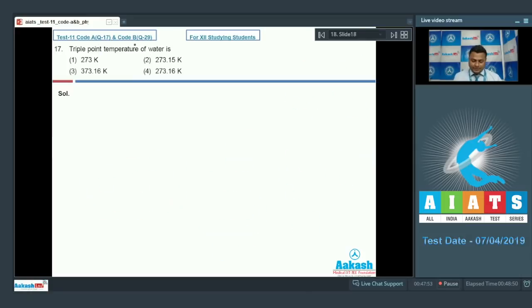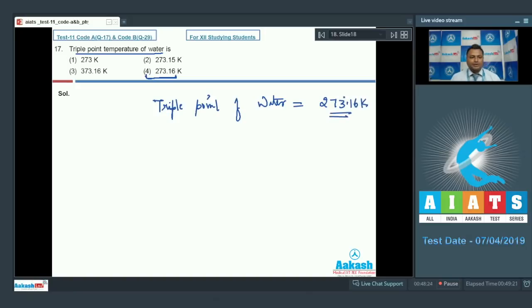This is question number 17, everyone. Triple point of water is a factual kind of question. We must be knowing that triple point of water is 273.16 Kelvin, where all three states coexist. So triple point of water is 273.16 Kelvin. So that's why we will go with option number 4 only.